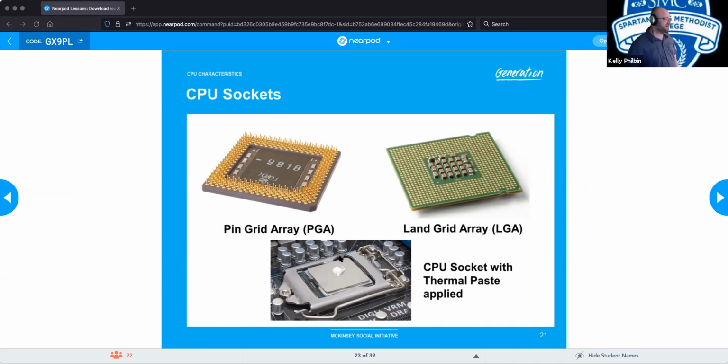And below we have the socket already inserted, and they even have a dollop, which is probably going to be too much, of thermal paste applied. So this is what it would look like after it is already installed.